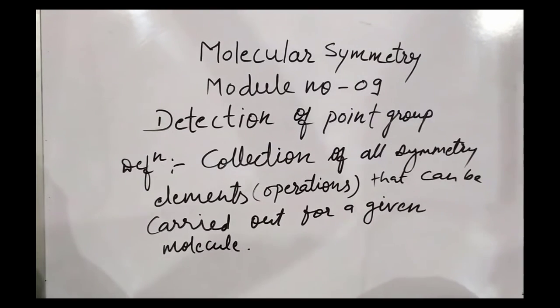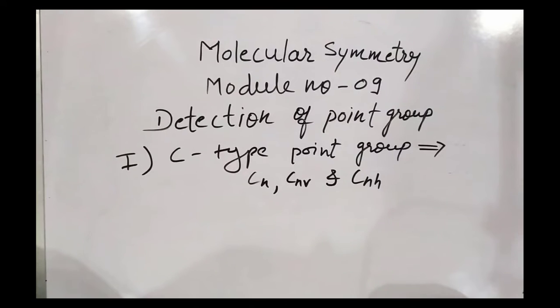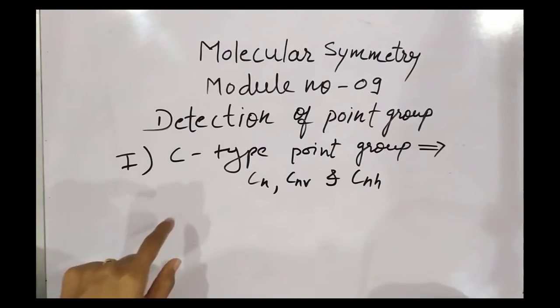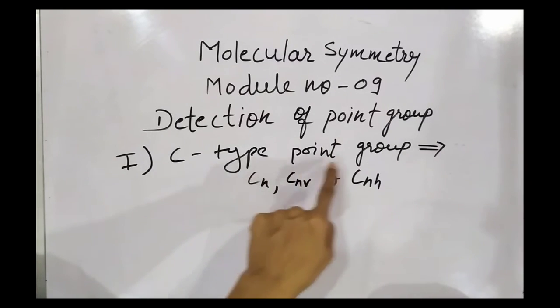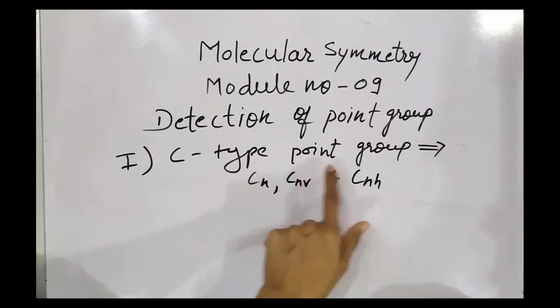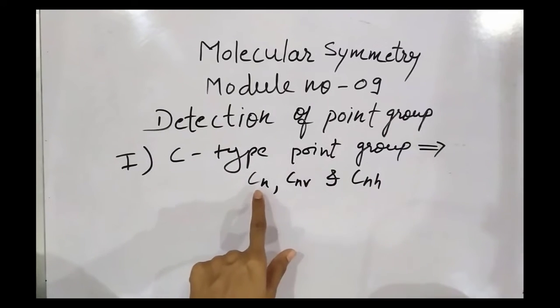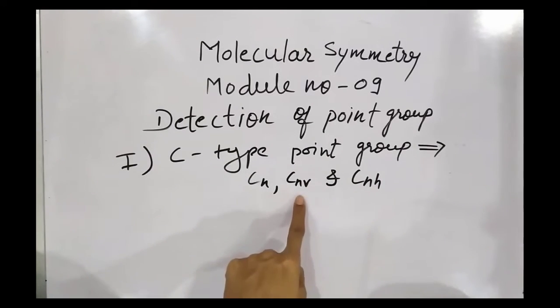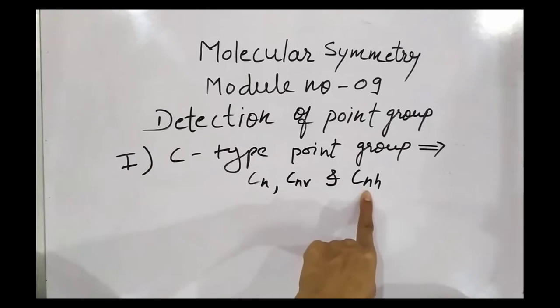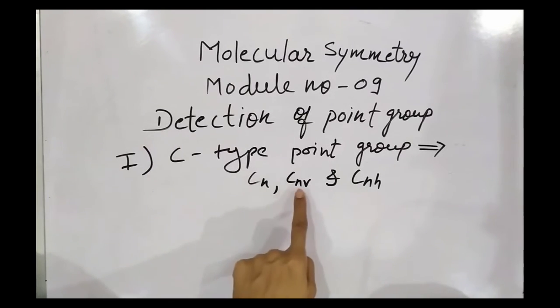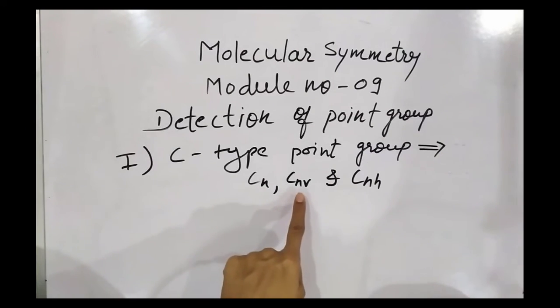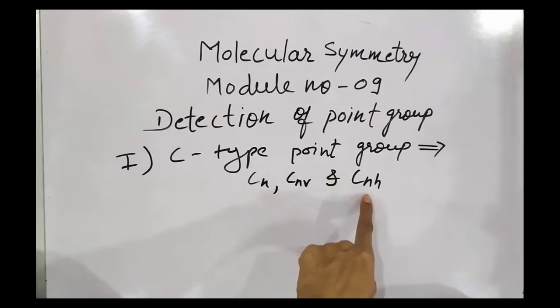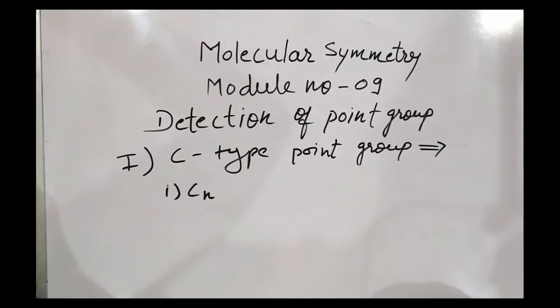So the very first group of point groups is the C-type point group. The C-type point group includes the Cn point group, Cnv point group, and Cnh point group. These are the types of point group. This is one of the point groups, called Cn. It is another, Cnv, and the next is Cnh. Let's see the 3 point groups one by one.